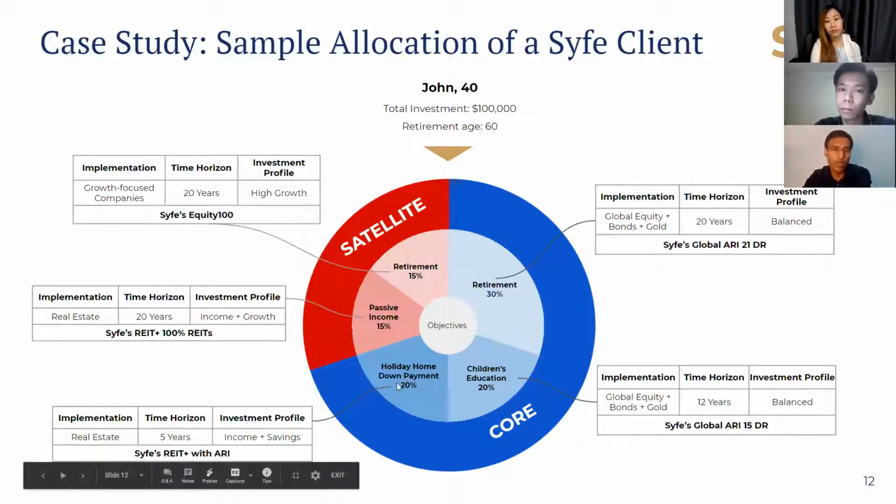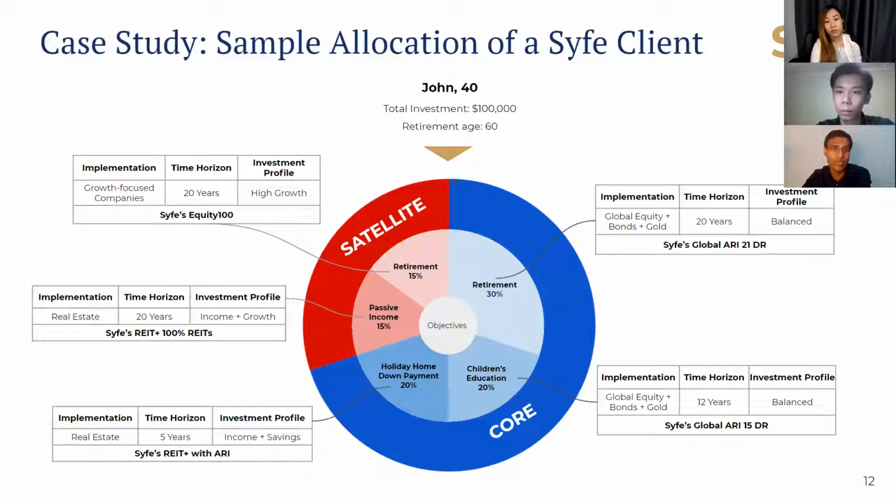And then for the holiday home down payment, because it's going to be in Singapore dollar terms that he needs to cater to this particular need, and the time horizon is much, much smaller, he might not want to take a currency risk. So the risk managed REIT portfolio could be a great alternative because it's got elements of both income and savings. And because the down payment really is a dollar amount that you need to have, you don't want to take excessive risk with this kind of money. So that's where part of the core money can go into this as well.